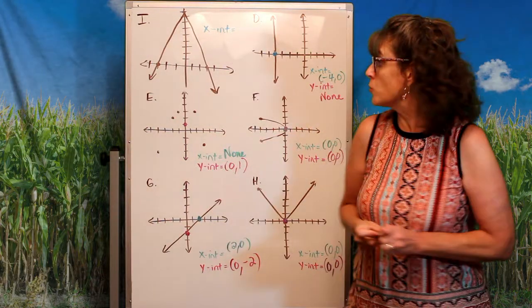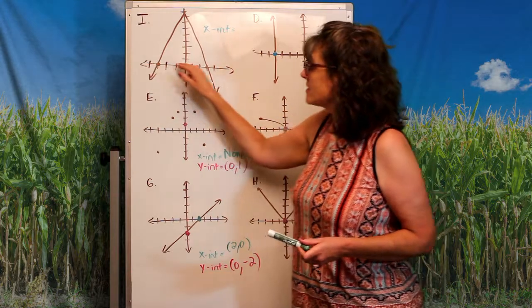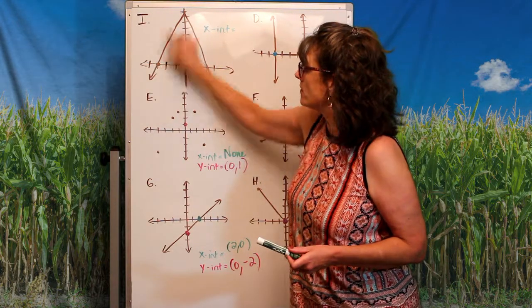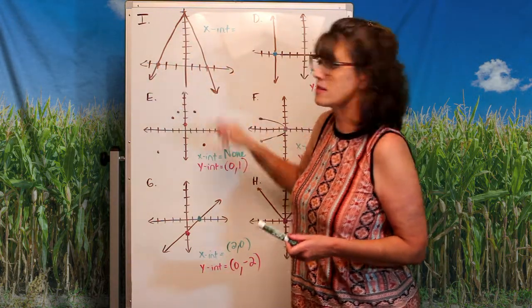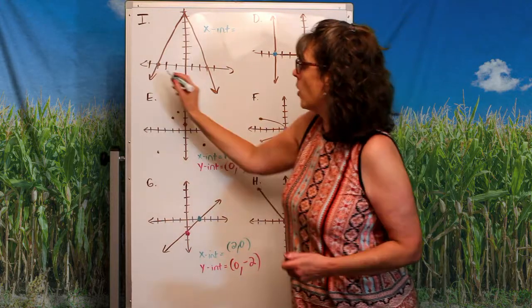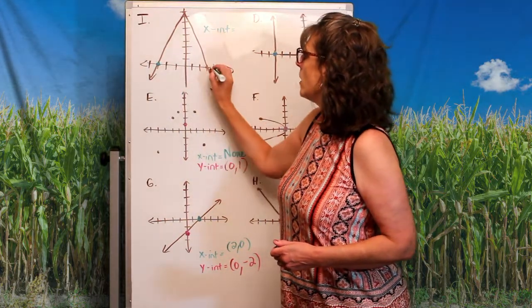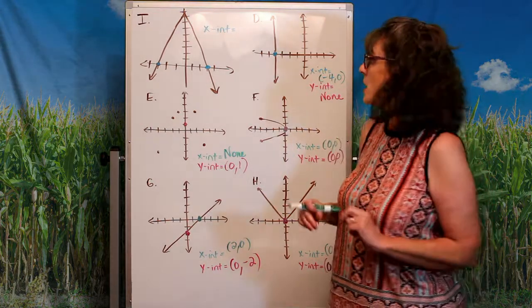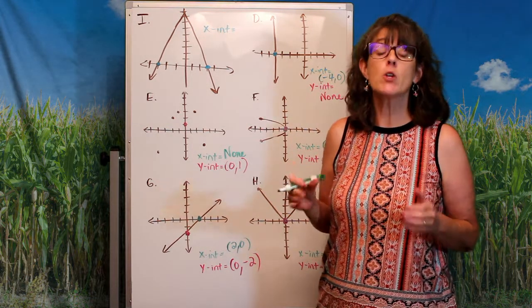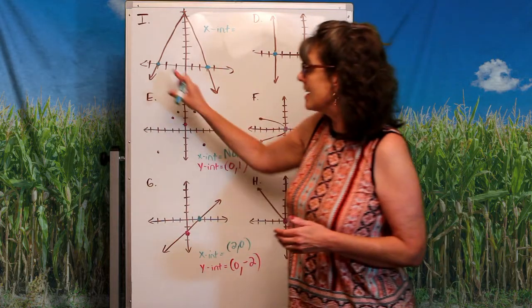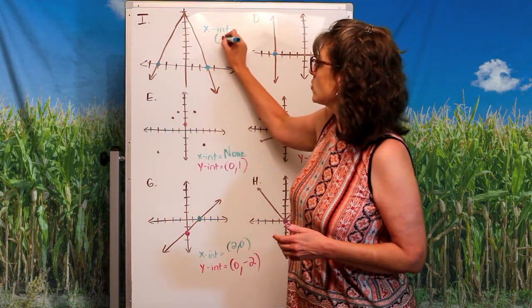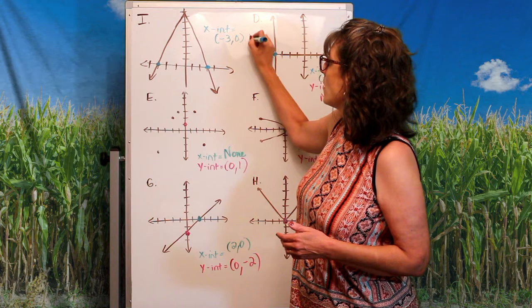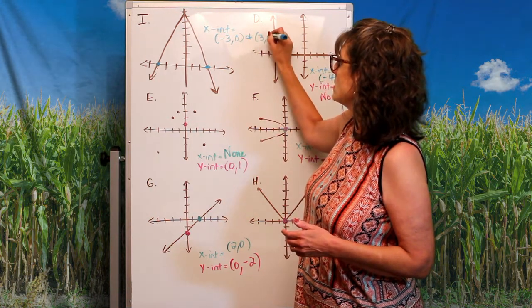Remember, x-intercept is where the graph crosses this x-axis right here. Where is this graph right here crossing this axis? Right here, and oh, as well right here. Oh my, I have 2 x-intercepts. Perfectly okay. Remember, you have to go by what the definition says. It's crossing here and here. So it's crossing at the point (-3, 0) and at the point (3, 0).